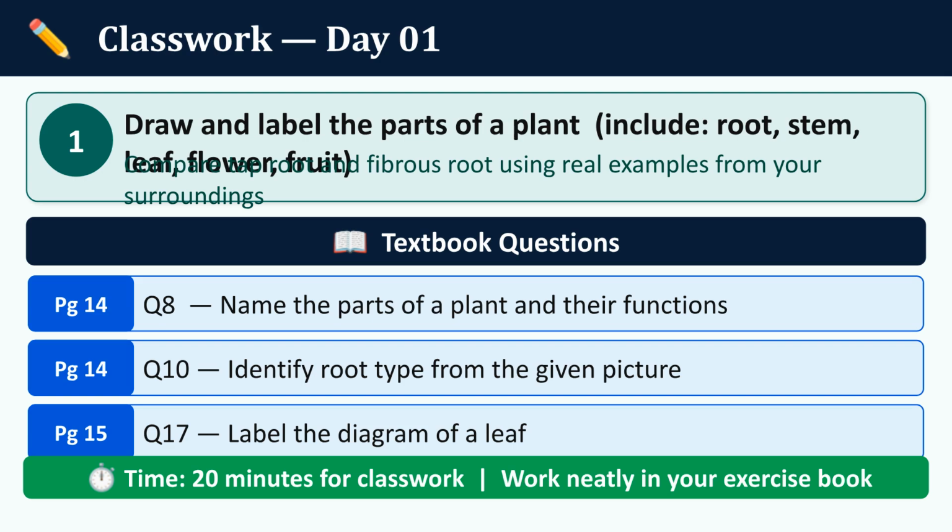Now it's time to apply what you've learned. First, draw a neat diagram of a plant. Label all the important parts correctly. Next, compare taproot and fibrous root using examples from your surroundings. Then, complete the textbook questions on page 14 and page 15. Remember, neat diagrams earn better marks. Take your time and write carefully.